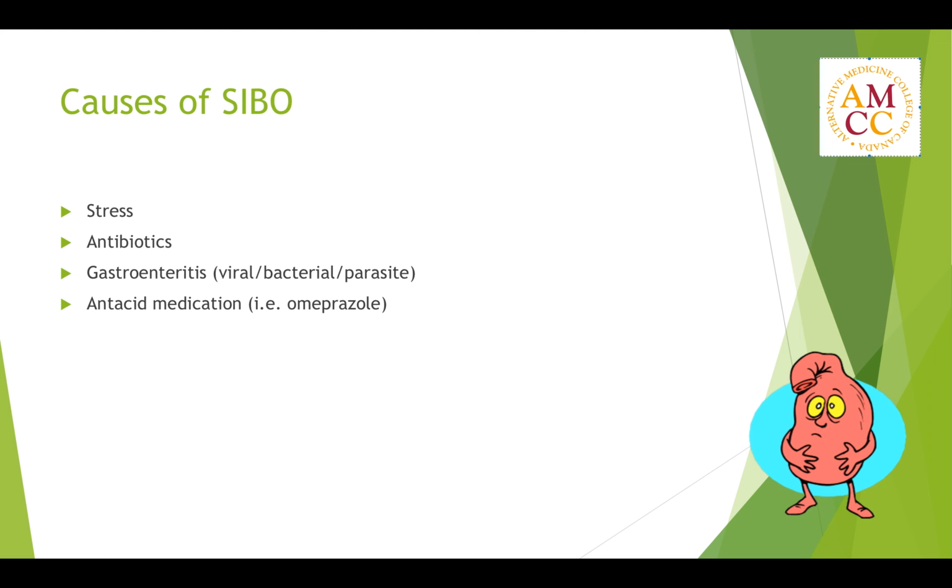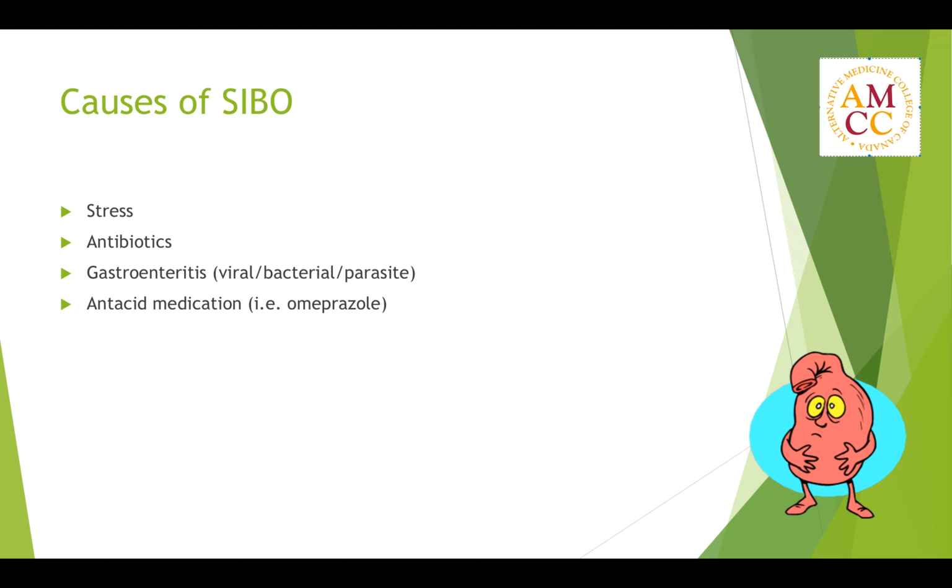So we've briefly discussed some of the causes of SIBO earlier: chronic stress levels, taking antibiotics, taking antacid medications. But actually another extremely common cause of SIBO is having had a bout of gastroenteritis or food poisoning. Maybe viral, bacterial, it may be parasitic. So this is the scenario of a person who never had any digestive problems at all.